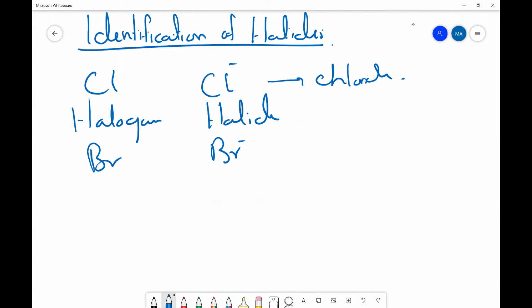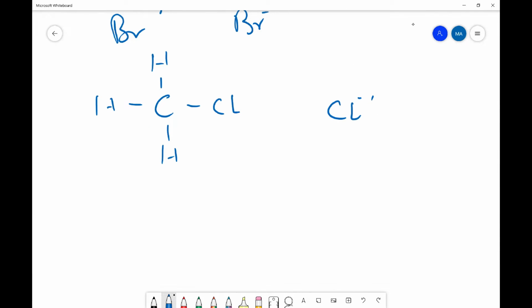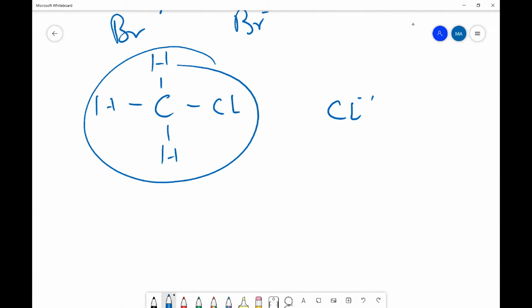CH3Cl has a chloride attached to it, a Cl negative one. So we should know how to identify these halides as well. If you have this compound given, you would have to test it to understand whether it has a chloride, a bromide, or an iodide.